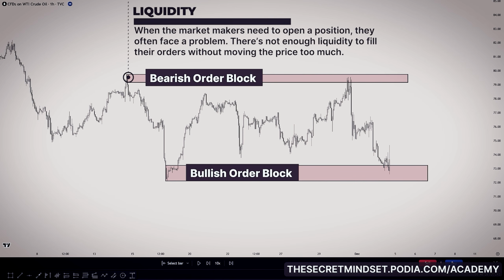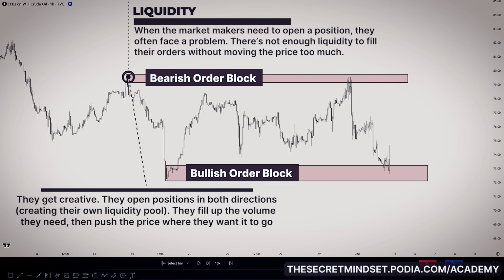When the market makers need to open a position, they often face a problem. There's not enough liquidity to fill their orders without moving the price too much. So they get creative. They open positions in both directions. It's like they're creating their own liquidity pool. They fill up the volume they need, then push the price where they want it to go. This is what creates our order block.